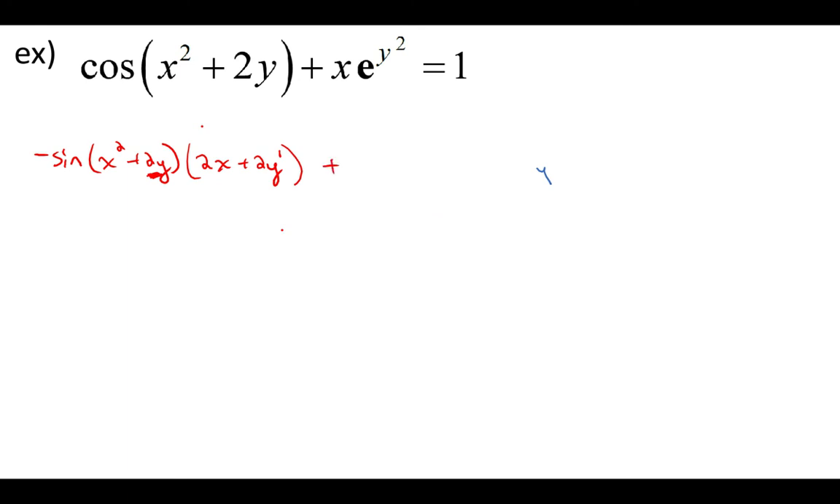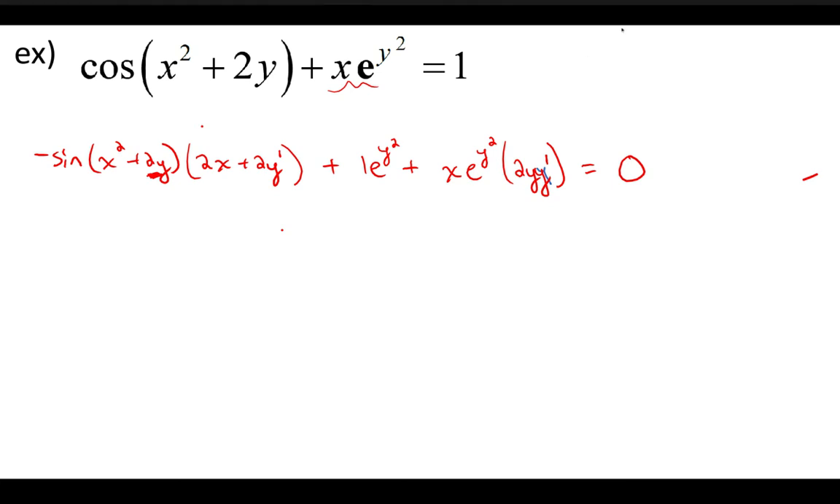Plus, we have a product rule here. So derivative of x is 1 times e to the y squared, plus the original first, which would be x, and then the derivative of e to the y squared would be e to the y squared, because e to the u times u prime. So that derivative would be 2y. Since I took the derivative of y, I've got to throw in a y prime. Equals 0. All right, this is kind of a mess here, but we'll get it sorted out.